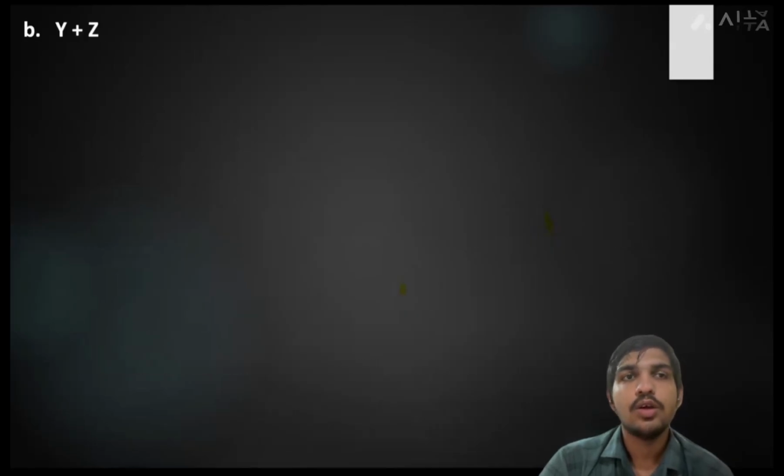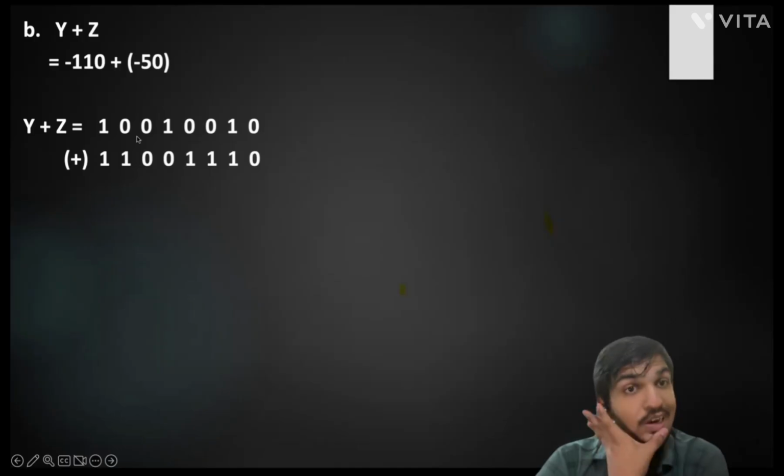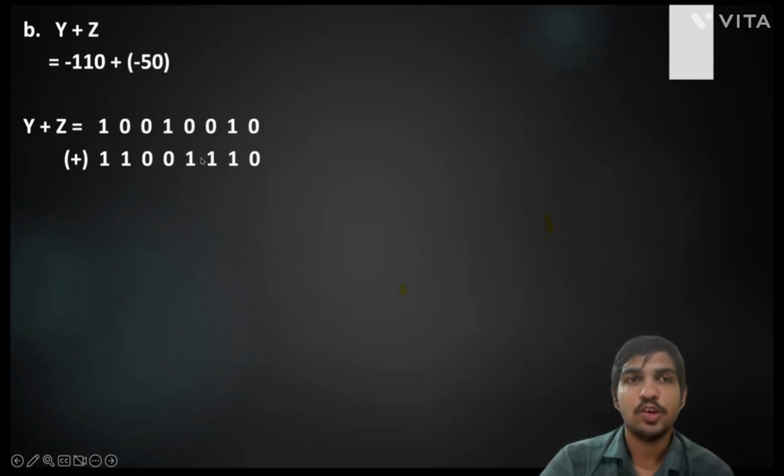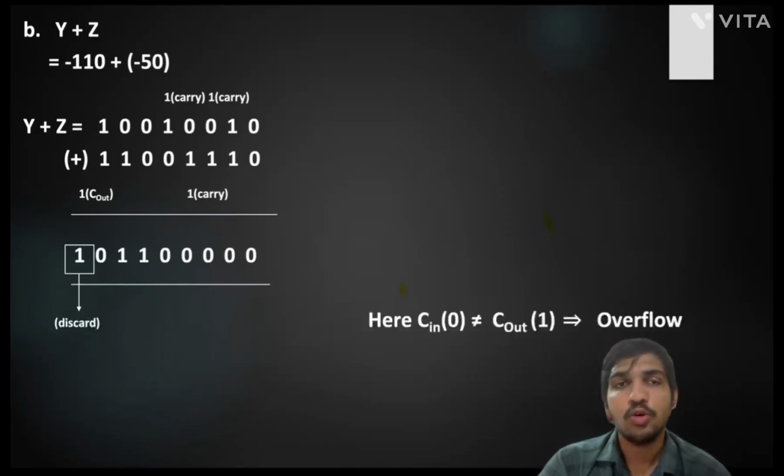Next, if we see y plus z, y is minus 110, which can be written in 2's complement form as 10010010, and z is 11001110. By adding them, the main focus is on carry in and carry out. For carry in, the bit right of the MSB is 0 plus 1. 1 remains here and 0 goes to the MSB as carry. So carry in is equal to 0, and carry out is 0 plus 1 plus 1, that is 1, 0. So 0 remains here and carry out is equal to 1. So carry in is not equal to carry out. So it is also an overflow.